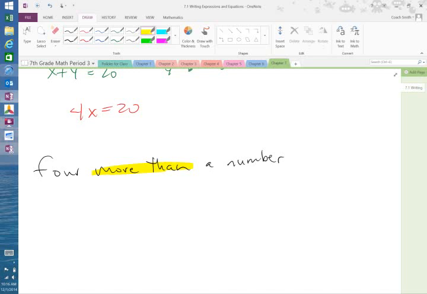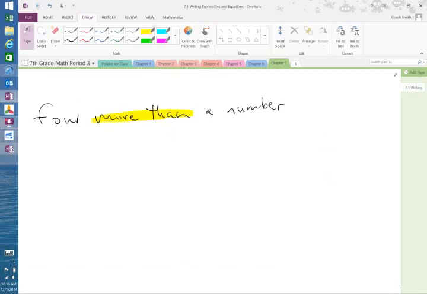So in this problem then, 4 more than a number, how am I going to write that? First of all, do you think it's going to be an expression or an equation? An expression, because the word equal and the word is mean the equal sign. Is there either one of those words in this sentence? No. So I guess then we're dealing with the variable expression, which we are.